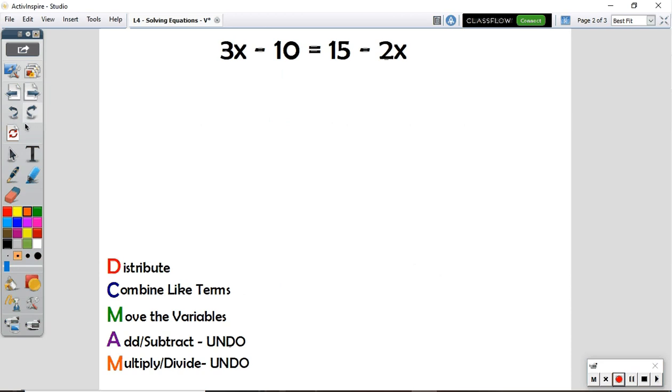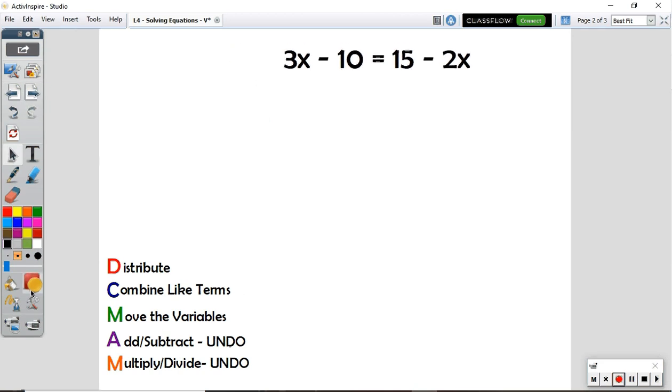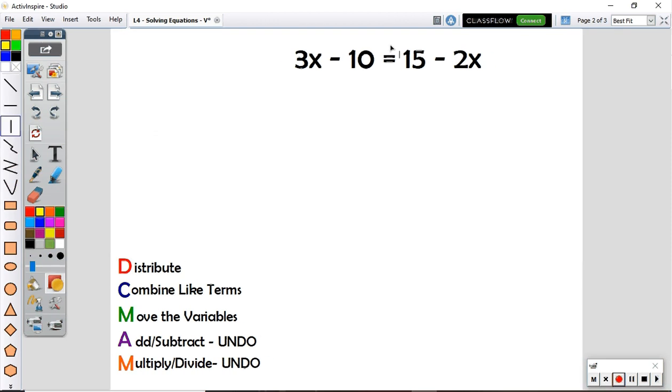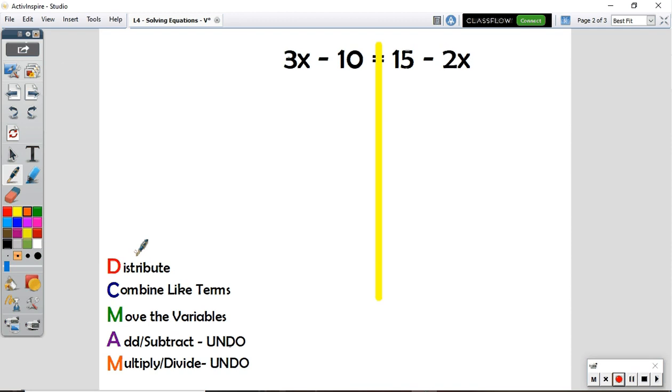Let's try another one. I'm going to slide this over a little bit. I'm going to put my line down through my equal sign because I like that. All right. Now we're going to look at it. Do we have anything to distribute here? Nope. No parentheses, so we're done with that step.